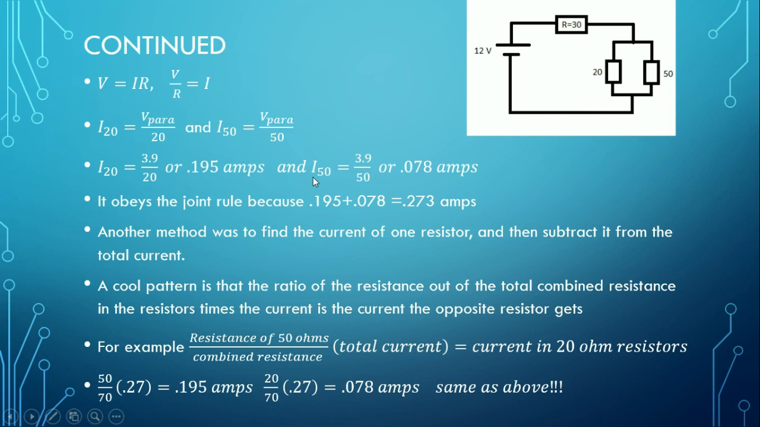This is true because remember, the higher the resistance is, the less of the current it gets. If they were equal, say they're both 35, the current would be split equally between the two. But since they're different, if one has greater resistance, it'll get less of the electricity. That's why it's the opposite. The resistor you're looking at, its resistance over the combined resistance times the current gives you the opposite resistor's amount. So this is a cool method you can use to solve for current.